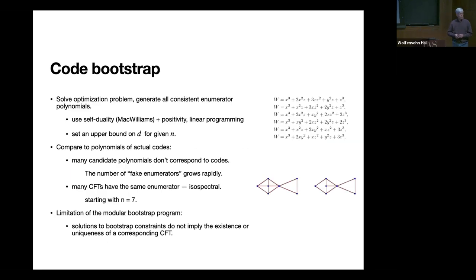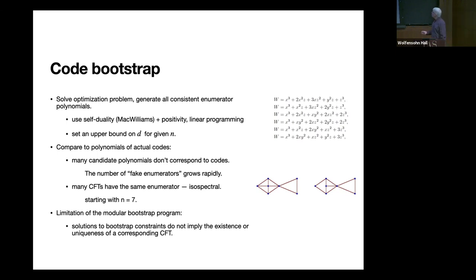For the code, we'll call this program the code bootstrap. What we want to do is solve an optimization problem. In order to solve it, we generate all consistent enumerator polynomials. We know they all have to lie in this polynomial ring, and we generate all the polynomials in that ring up to a given degree. That enforces the self-duality constraint, also known as the MacWilliams identity, on the polynomials. We also impose that all the coefficients are positive, because we can't have a negative number of code words of a given length. And this allows us to set an upper bound on D for each n.